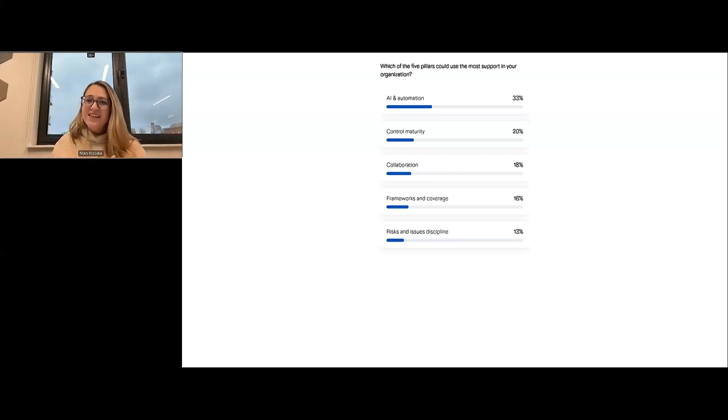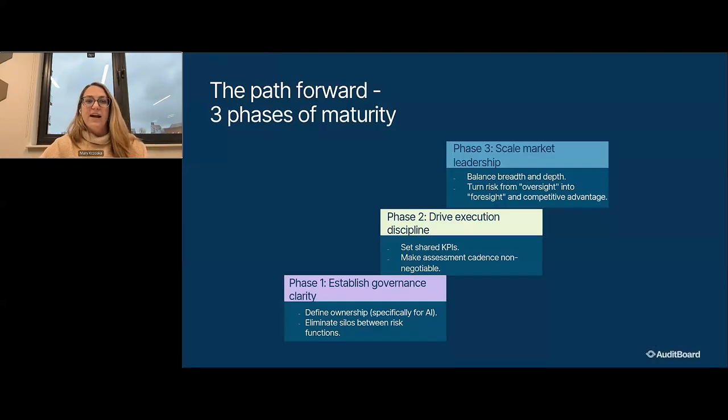So in this next slide, I'm going to start to talk about a strategic roadmap. I want you guys to think about whichever one you picked and how you can start to implement some of the stuff at your organization as well. All right, so the path forward, 3 phases of maturity. Again, do not boil the ocean. I know we say that, but I can't reiterate it enough.